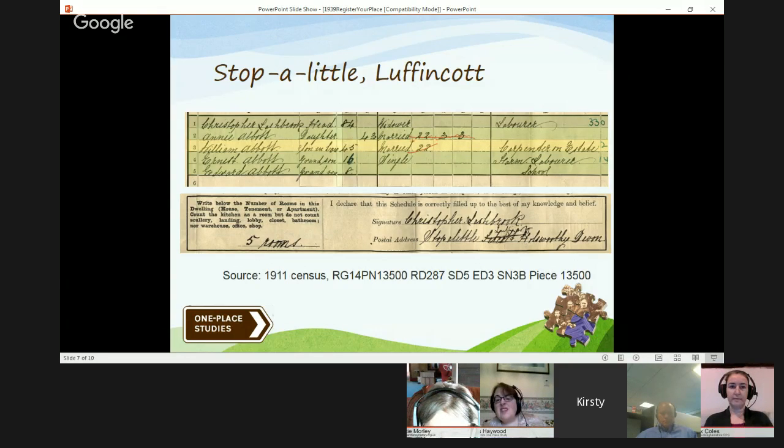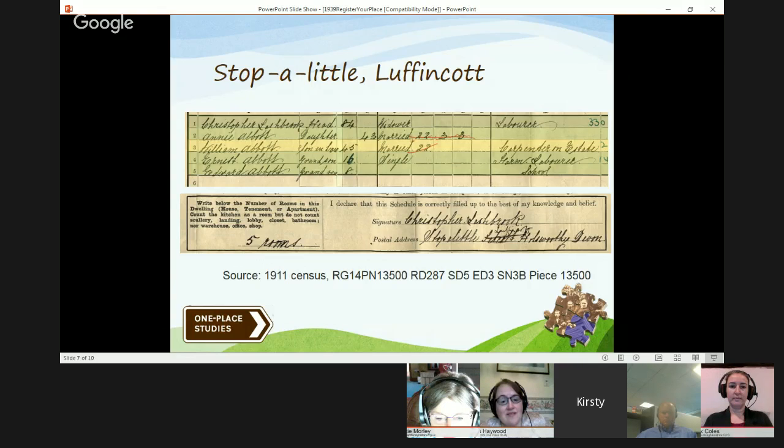Stop a Little was not a mansion by a long stretch. It looks like one now, but it certainly wasn't back then. And you can see that actually here on the record, you've got a small part where someone's written Tetcott and crossed it out and put Luffincott over the top. And that is the story of Stop a Little's life. Because Stop a Little seems to change from one parish to the other, and back again, and back again, from one census to the next.